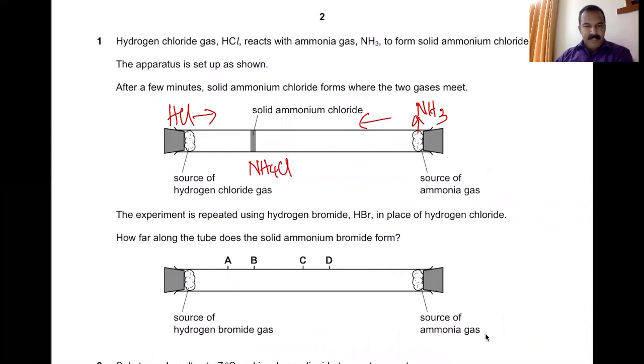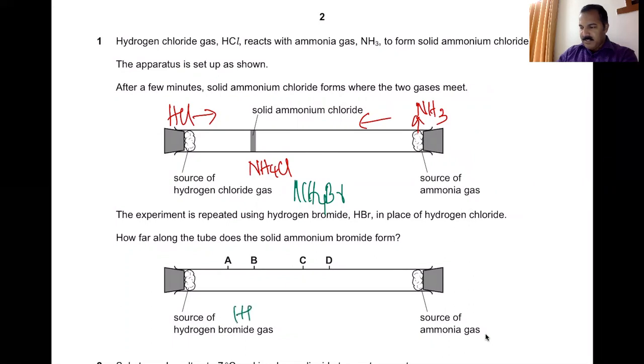If the experiment was repeated using hydrogen bromide in place of hydrogen chloride, how far along the tube does the solid ammonium bromide form? You just need to know where the new ammonium bromide, NH4Br, formation would be. Will it be on this side, or on the same area, that is B, then C, on the right side, or D? That's what they want you to say. Let us see how we will figure it out. Your answer should be one of them.